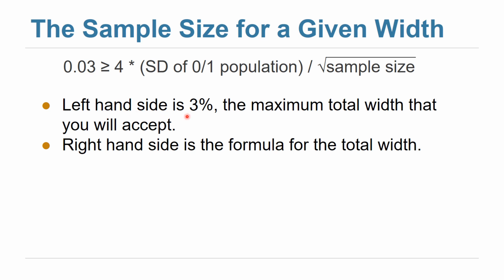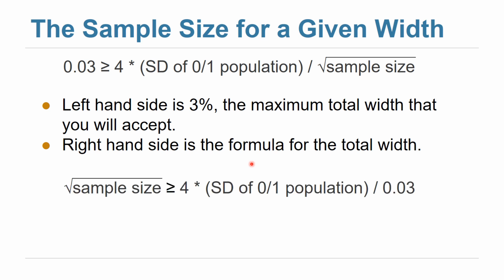So the left hand side here is the 3%, which is the maximum total width that we want to get, and the right hand side is the formula for the total width. Now we rearrange this inequality. We get the square root of the sample size is greater than or equal to 4 times the standard deviation of the 0-1 population divided by 0.03.